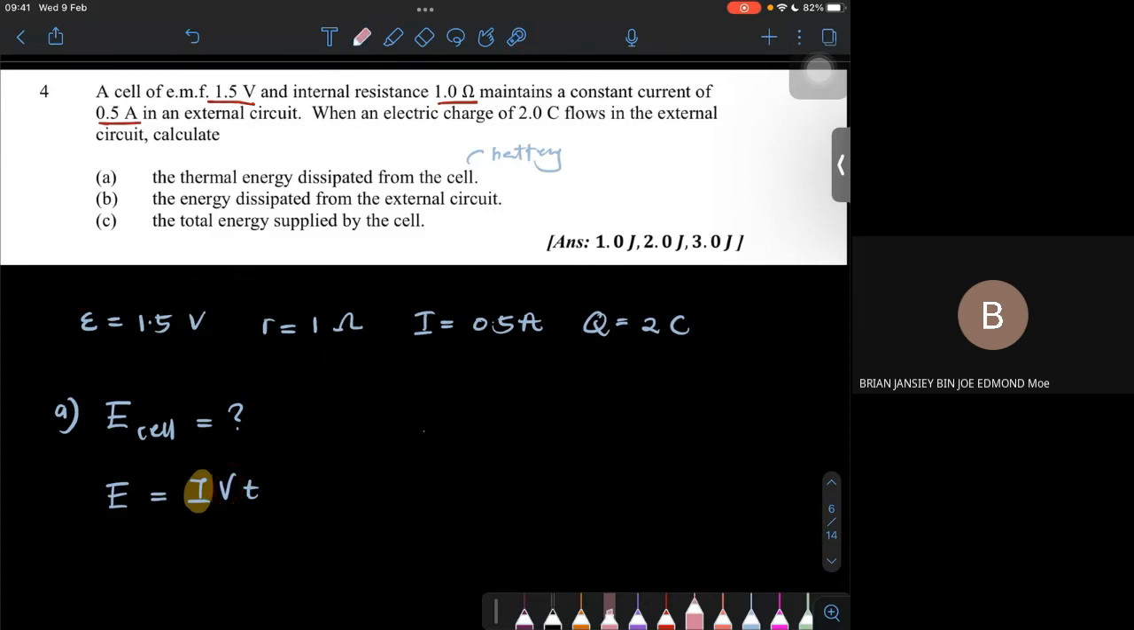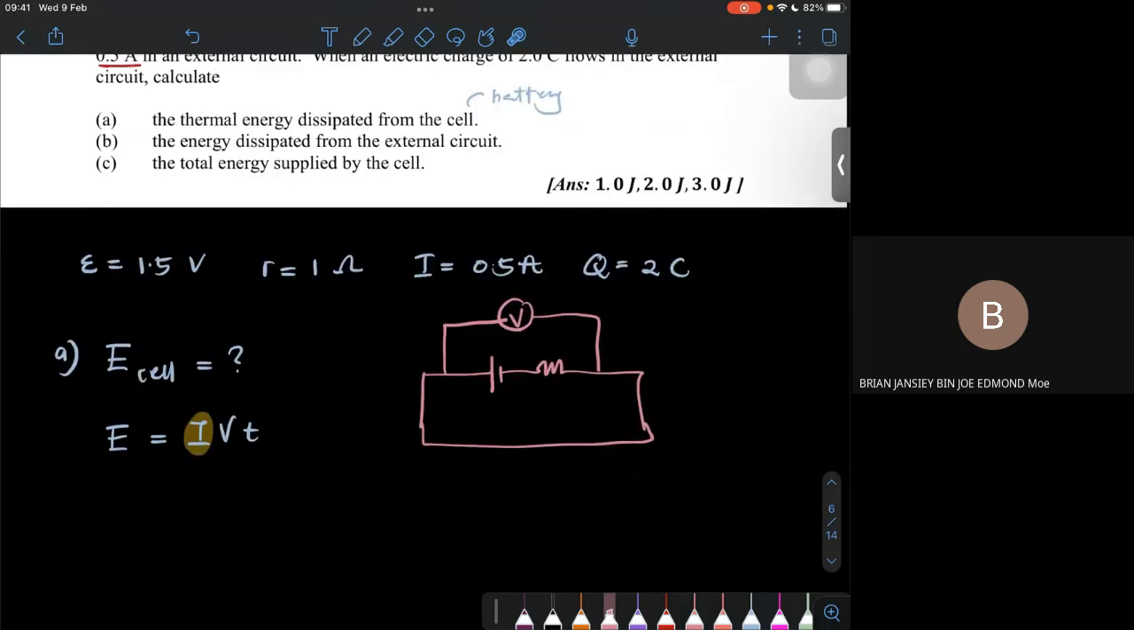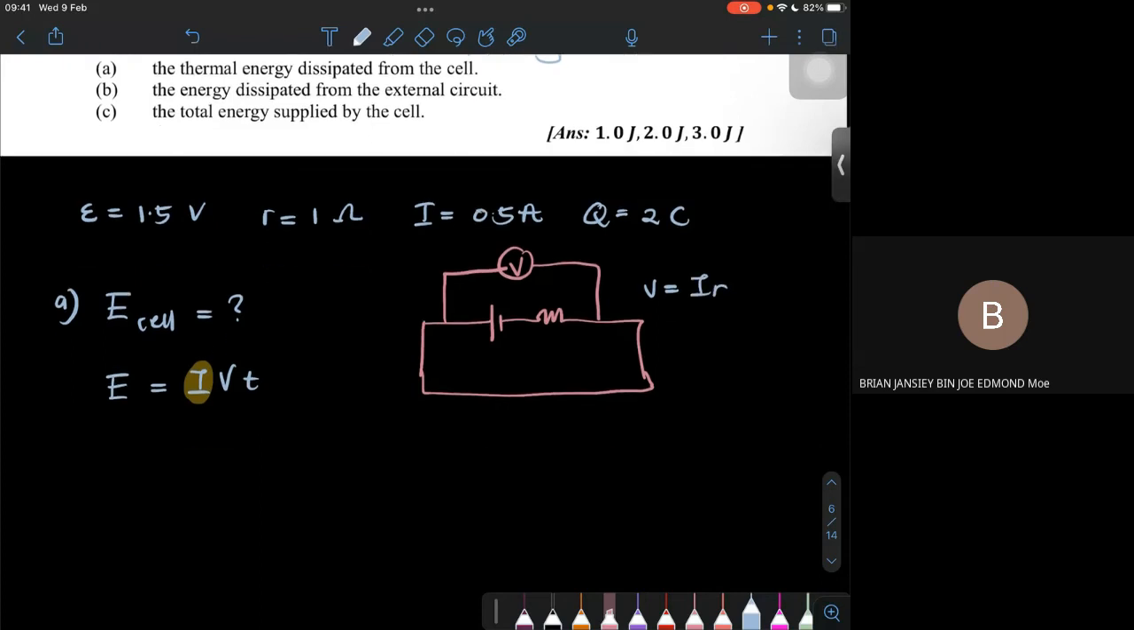Okay, biar Miss lukislah sini. So we have internal resistance here. So the V here, kita tidak boleh terus ambil 1.5 volt. So how do we find this one? Since V adalah sama dengan IR. Is it? Sekejap eh.